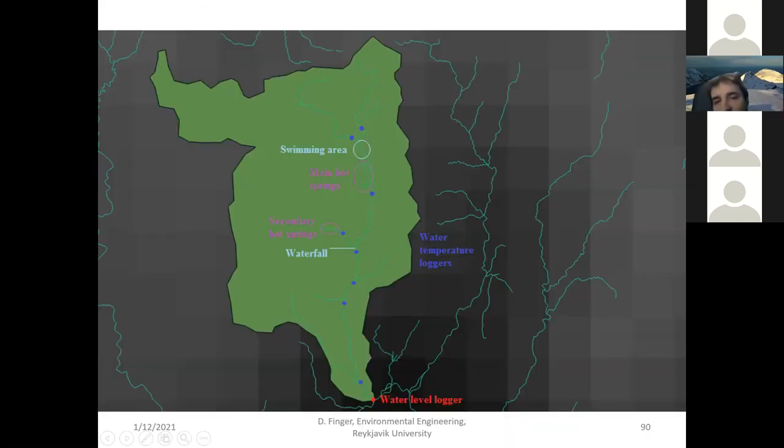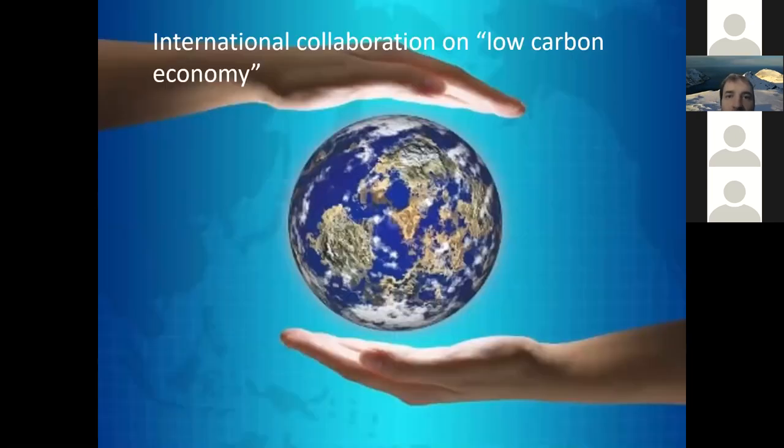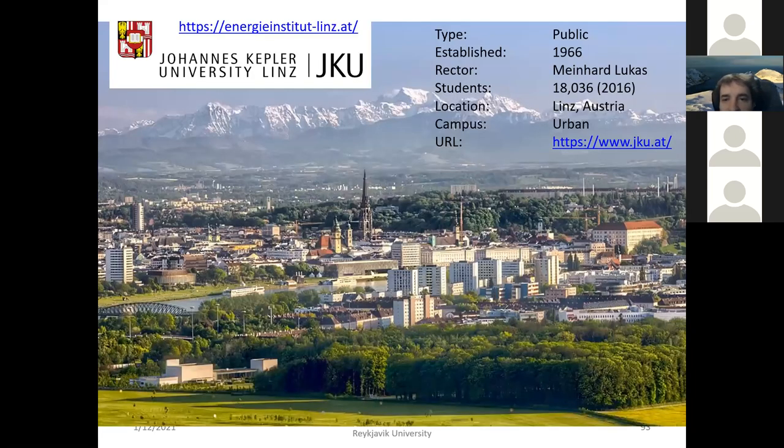So this is simply a small research project where we monitor the energy fluxes in the Reykjadalur stream. We have a water level logger and temperature sensors to look at the geothermal and the hydropower potential in that stream. So this brings me more or less to the end: international collaboration.